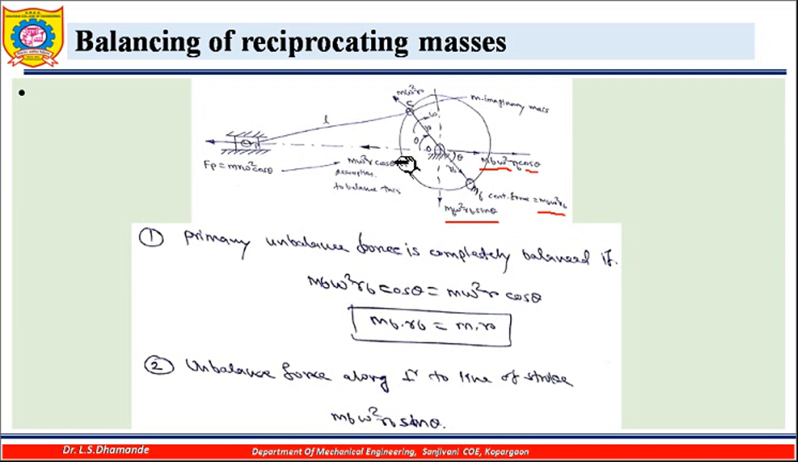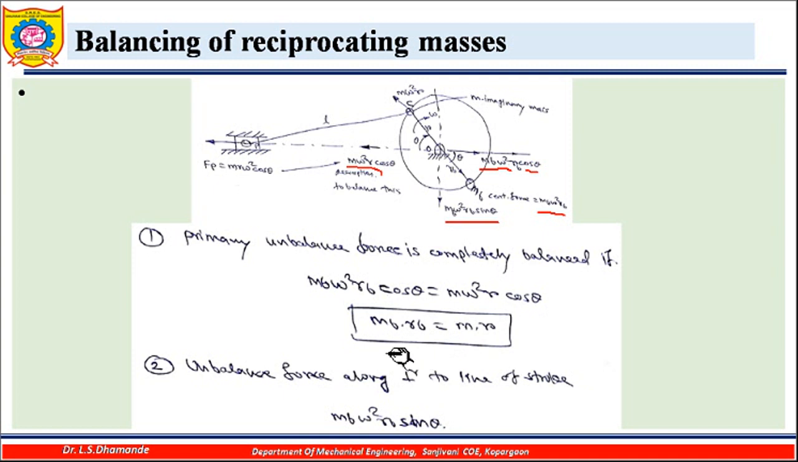So whatever force is here, m omega square r cos theta, will be balanced by this particular force mb omega square rb cos theta. That is what I have written here: mb omega square rb cos theta equal to m omega square r cos theta. So this is equated.